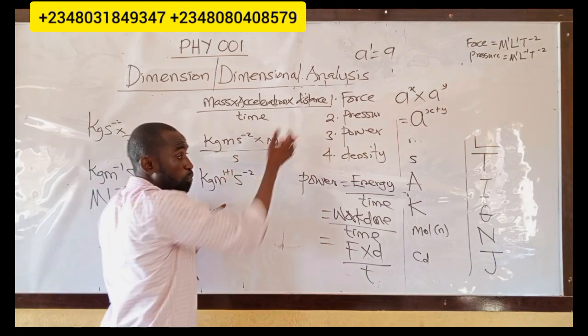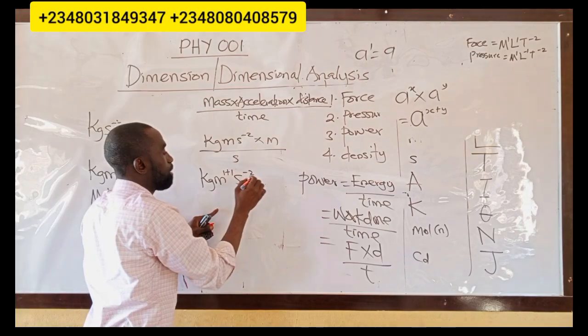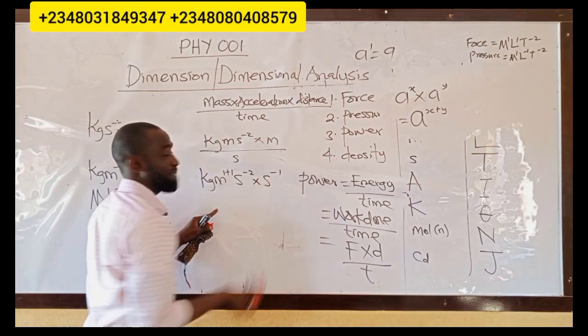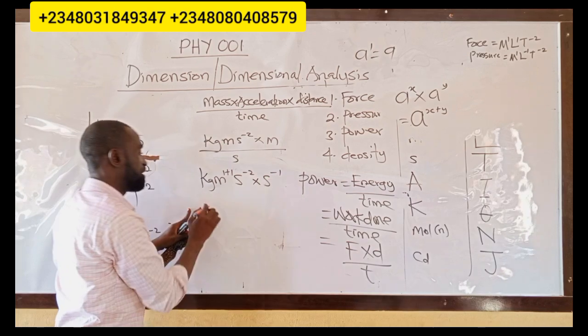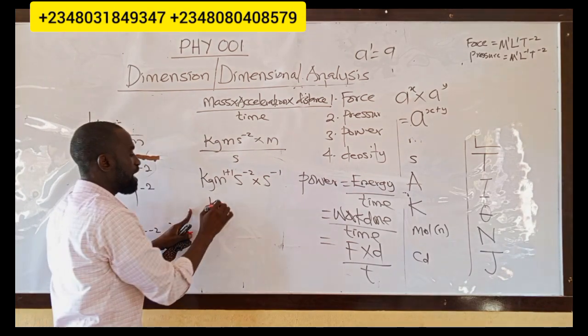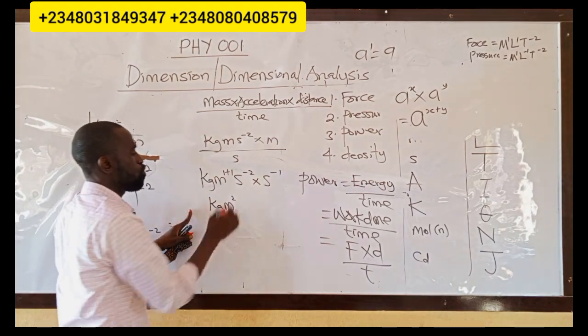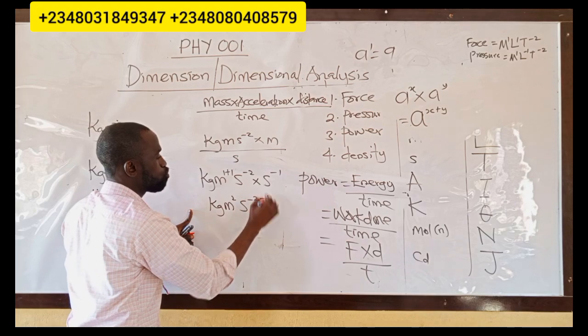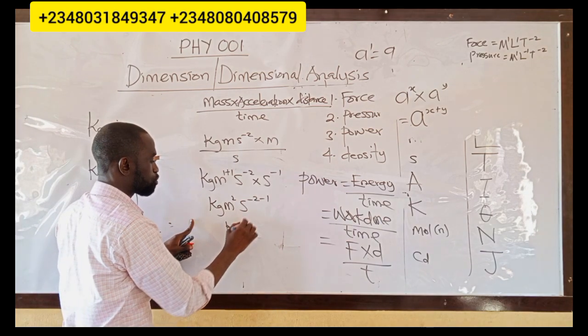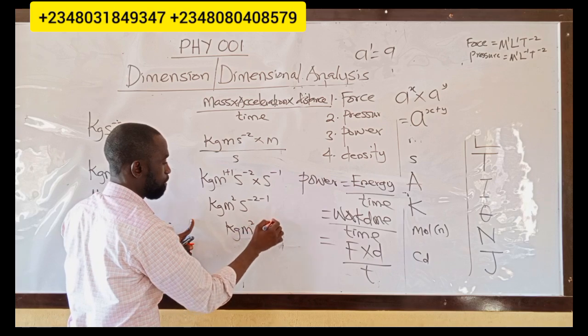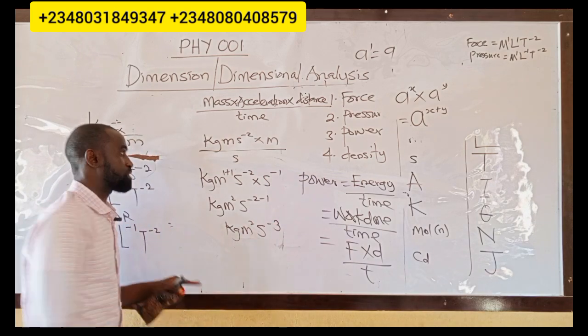This one will now go up, and I do something similar. It becomes times s to the power minus 1. The same thing again: I add them. I have kg m to the power 2, s to the power minus 2 minus 1. Finally we have kg m to the power 2, s to the power minus 3. So what is the dimension of power?